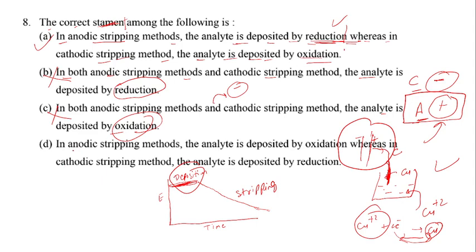Then option D. In anodic stripping method, the analyte is deposited by oxidation. We explained anodic stripping here: the analyte is deposited by reduction, so it is wrong here. Whereas in cathodic stripping, by reduction, that is also wrong. So A is correct. Is this question clear? Understood how it is happening? Okay, good.